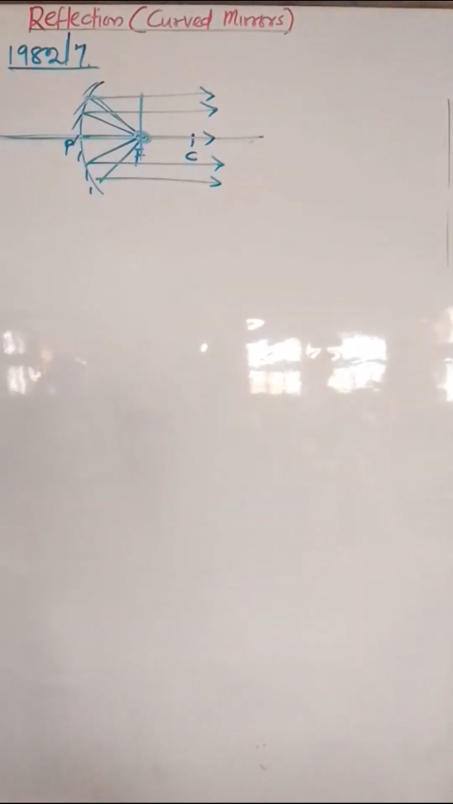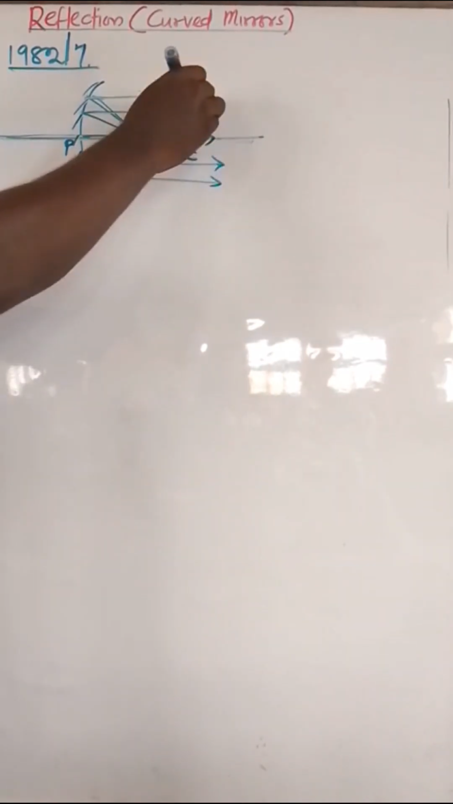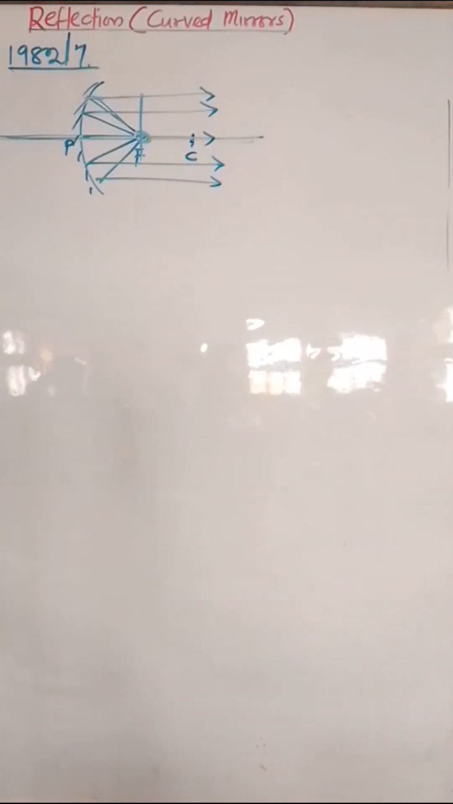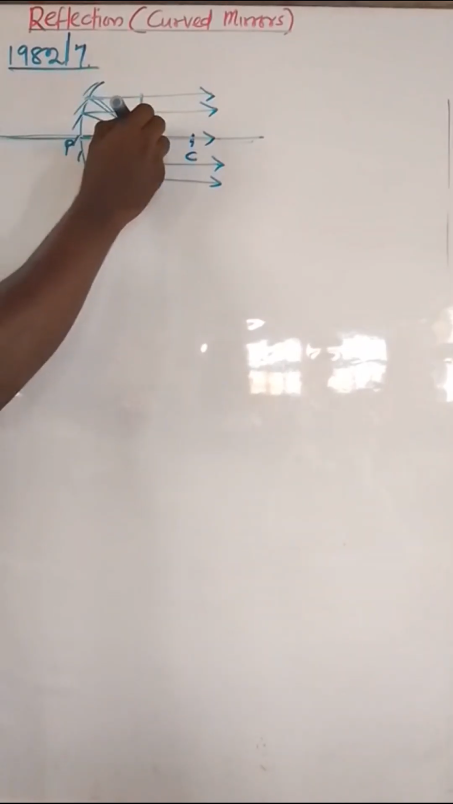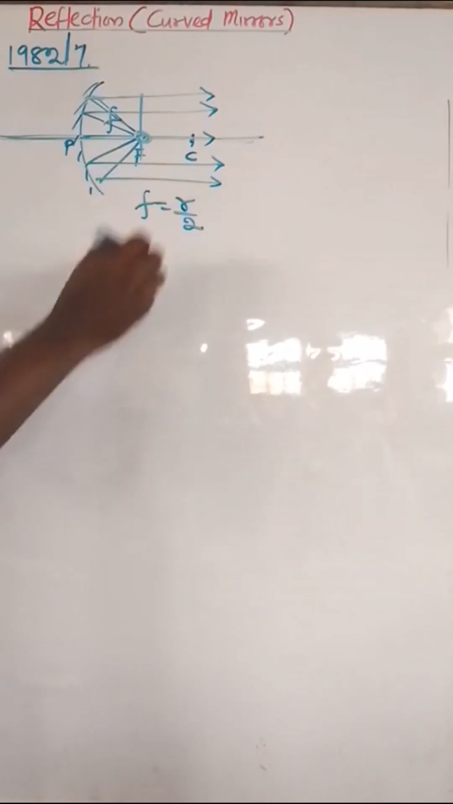A. At the radius of curvature. No, the radius of curvature is C. That's wrong. B. Half the radius of curvature. That's correct, because from here to here is the focal length, and the focal length is what? Half the radius of curvature. So the answer is B.